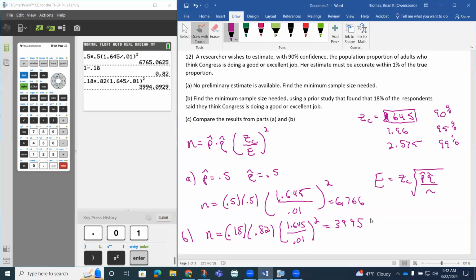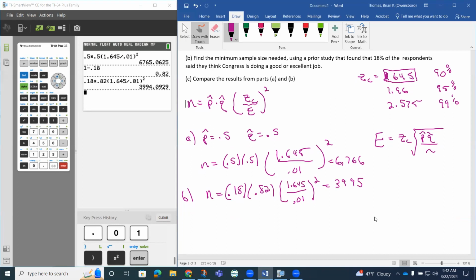So notice how if we were given some information, how did it affect our sample size? Notice that our sample size actually decreased. So with no information at all, our sample size was 6,766. But by having some data, we discovered that we actually don't have to have as big of a sample size. Our sample size actually decreased in that problem. So that kind of takes care of some of the information in question 12.